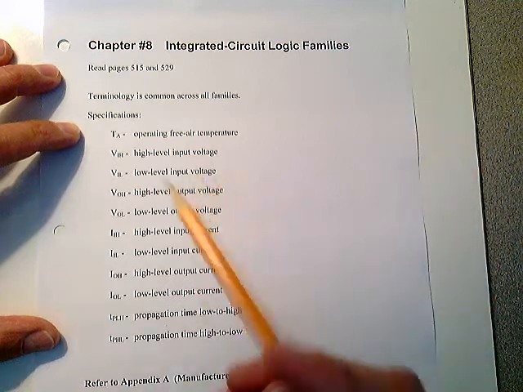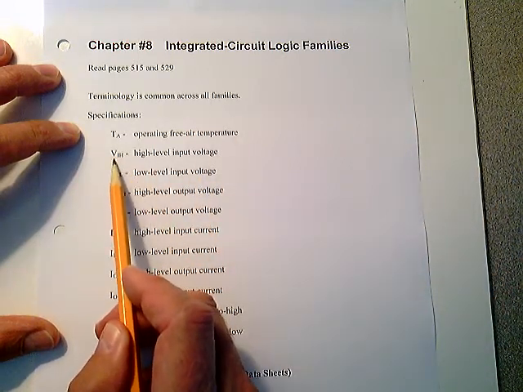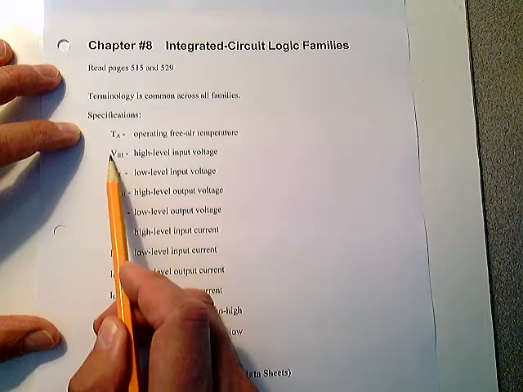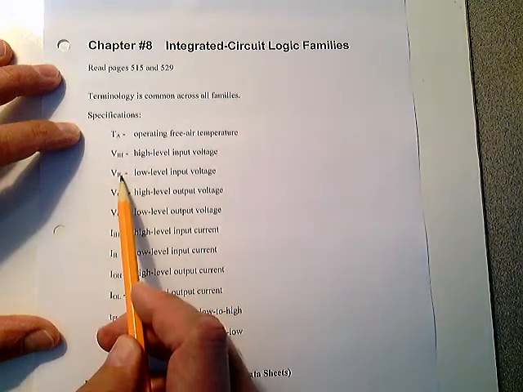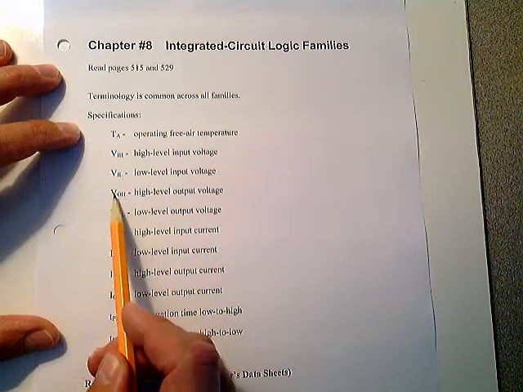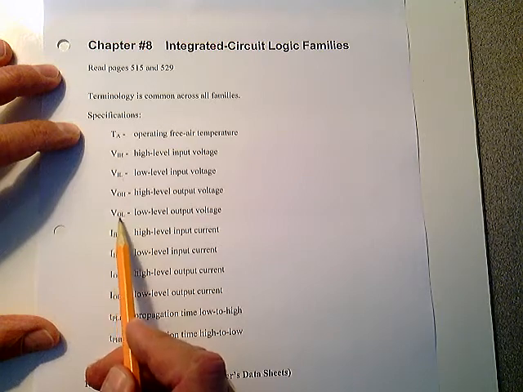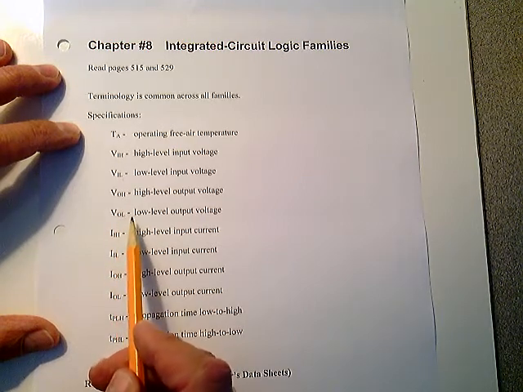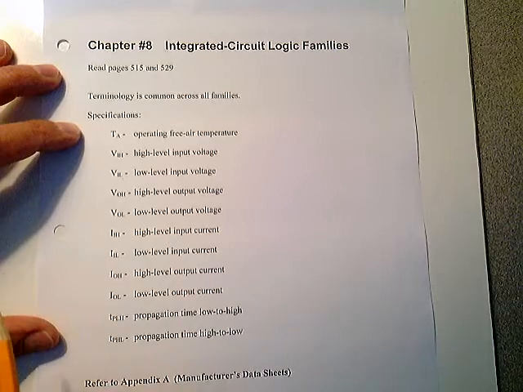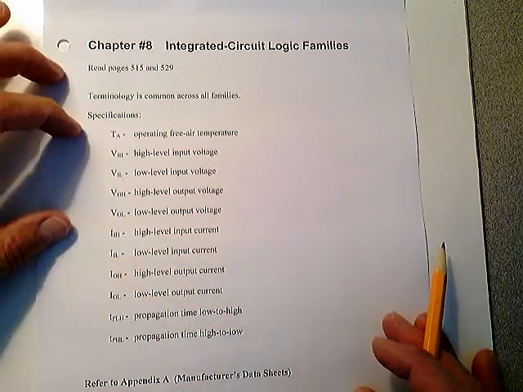I want you to notice something here as you read the VIH. It's always read from right to left. It's high level input voltage. Down here it's low level input voltage. Down here it's high level output voltage, and down here it's low level output voltage. You always read these subscripts from right to left. It'll be the same with the currents as well when we get into the next lecture.